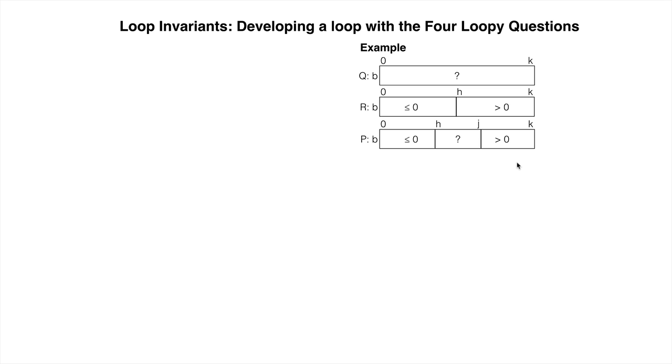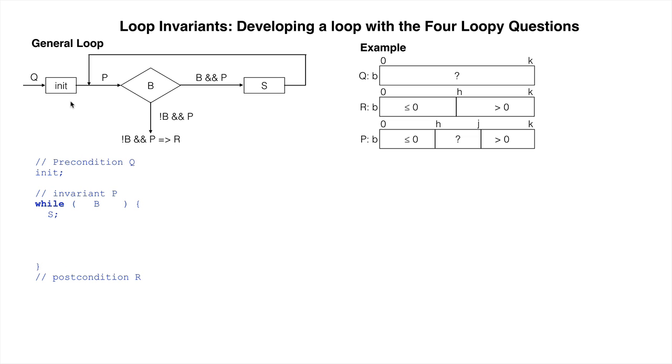To help you remember the for loopy questions, here is a general flowchart for a loop, including initialization. In it, this is the initialization step. While B is true, this is the loop condition, do S. This is the loop body. Now let's look at the example.